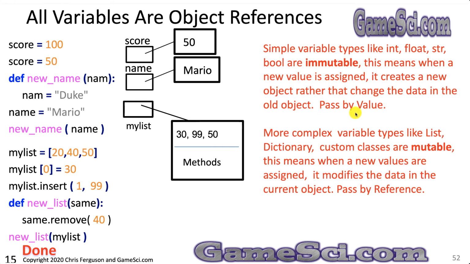If you pass an integer containing 50 to a function, when it returns from the function, your variable will still contain a 50. More complex variable types like list, dictionary, custom classes are mutable. This means when new values are assigned, it modifies the data in the current object. That's what we mean by pass by reference. You send this object as a parameter to a function. If that function changes its data, your data is changed forever.